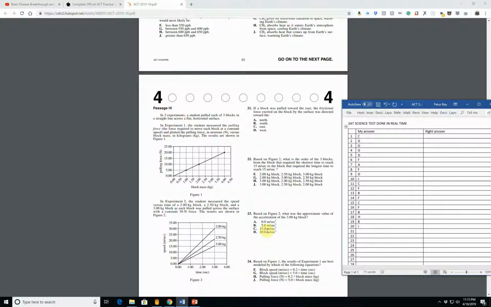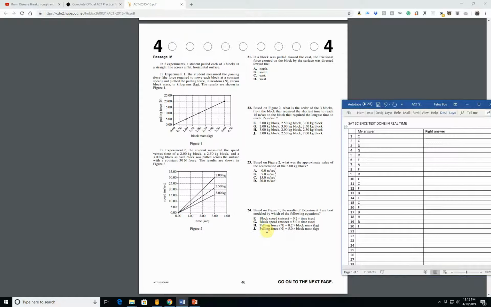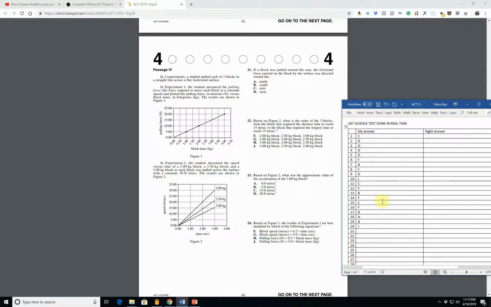If a block was pulled towards the east, the frictional force exerted on it was directed towards the west, right? Because friction stops. So friction wants to pull against where you're pulling it. It's a drag.